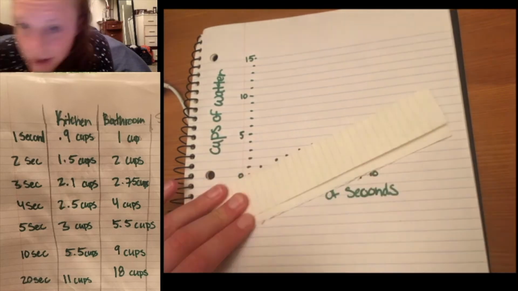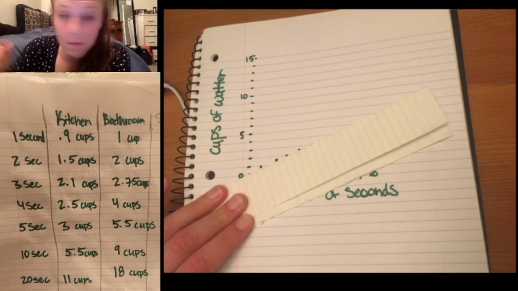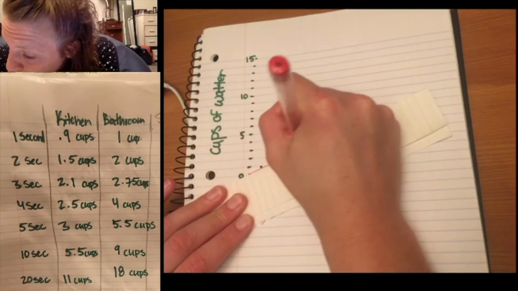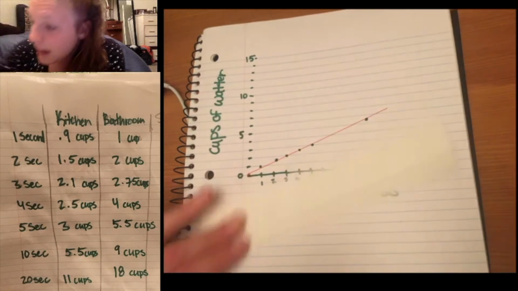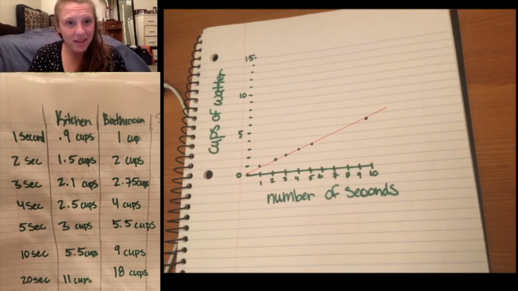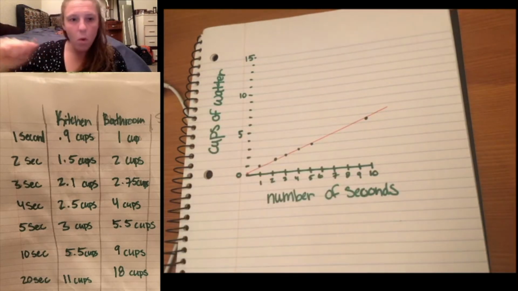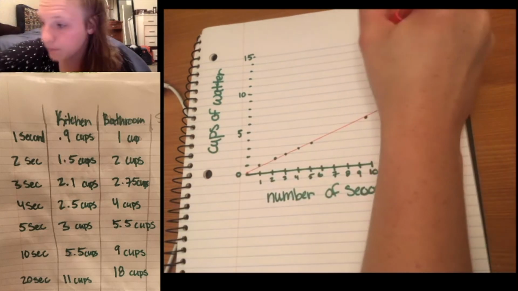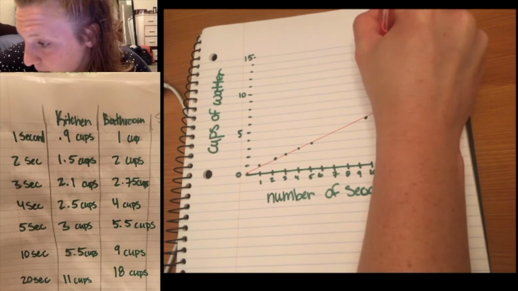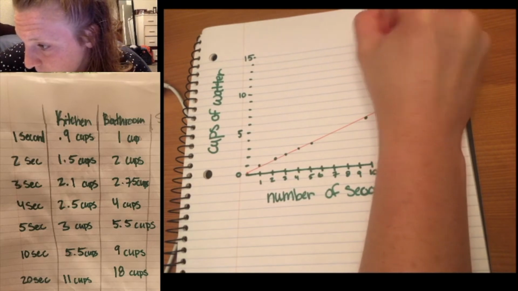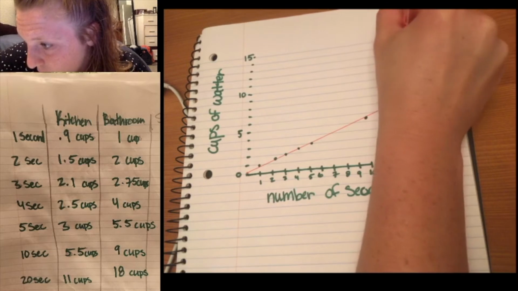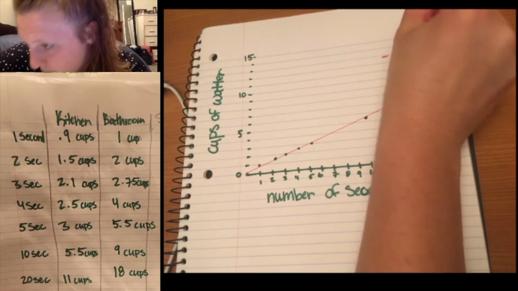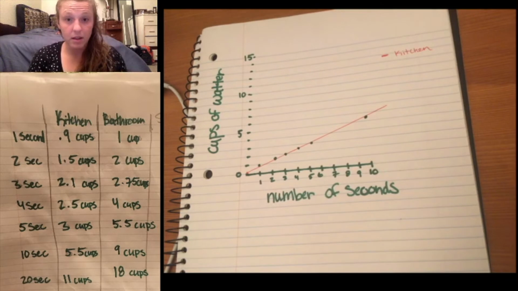So, and I'm going to make a line. It's not going to connect all my dots perfectly, but it's going to go nice and close to a lot of them. And that line can have us make some predictions. So, oh, and I want to make sure I label this one. So my red line is my kitchen, because I'm going to draw my other one on the same graph.